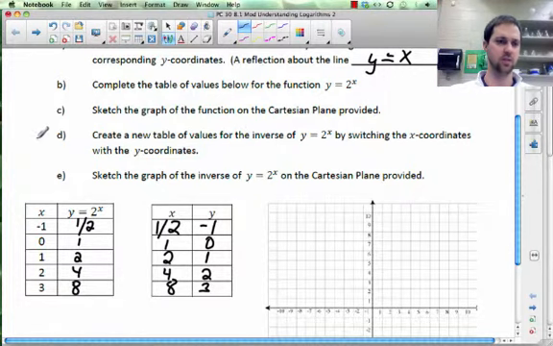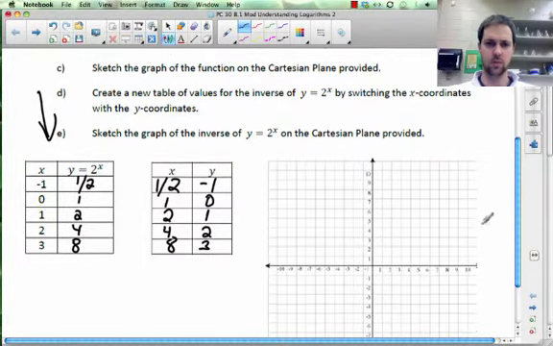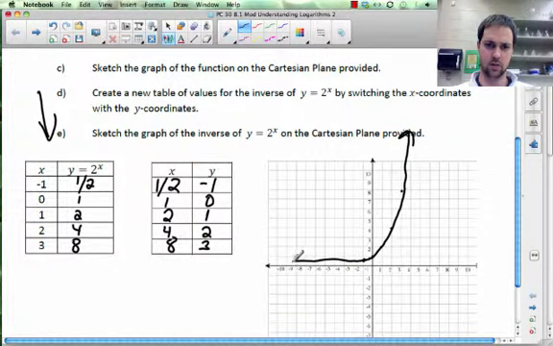Sketch the graph of the function on the Cartesian plane. So that's this first function. We're going to sketch so as quickly as we can. When x is minus 1, y is 1/2. Not very accurate with this thing, but there we go. 0 and 1, 1 and 2, 2 and 4, and 3 and 8. So once you have that, you can go ahead and try to draw your line a little better than I drew mine. Try to make these points more obvious so we can see when they're reflected.